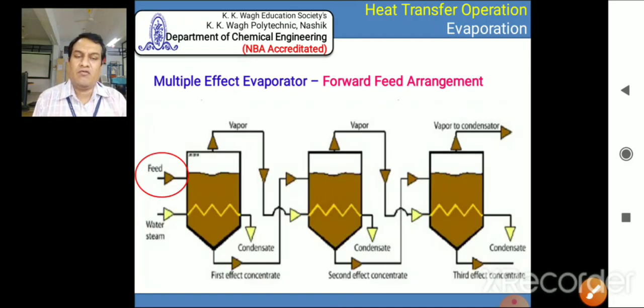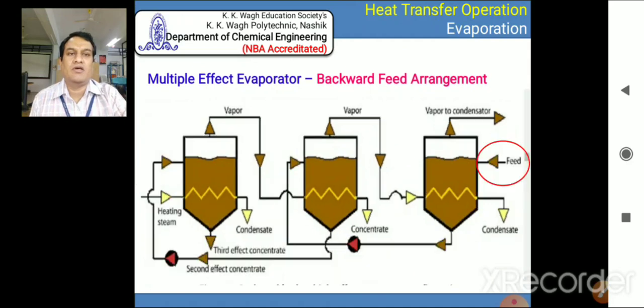So the schematic for the same forward feed arrangement can be shown, that is, you can observe, which is indicated by the red circle. The feed is going to be fed at the first effect, then it is going to the second effect, and then the third effect, and likewise the steam is always flowing from the first to second and second to third. Now the second arrangement is the backward feed arrangement.